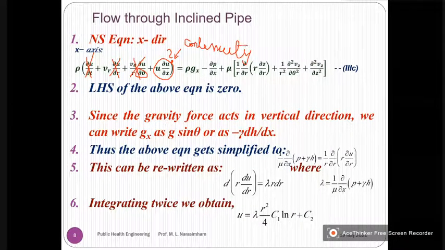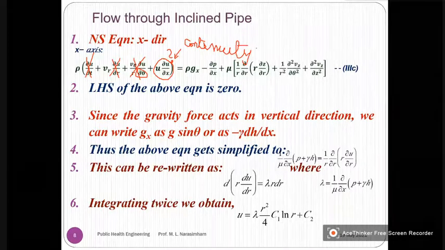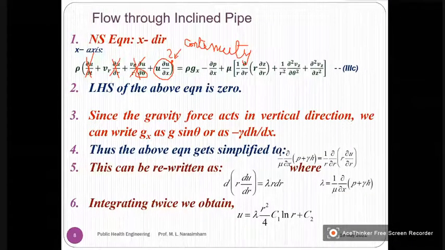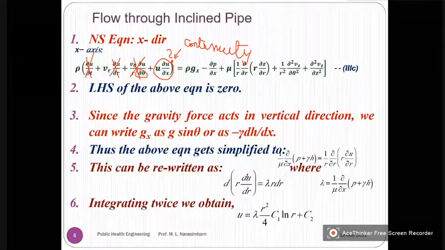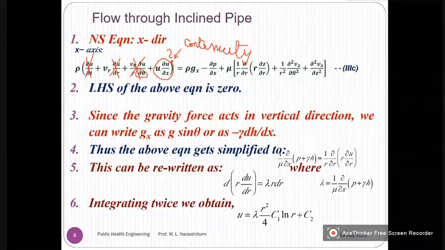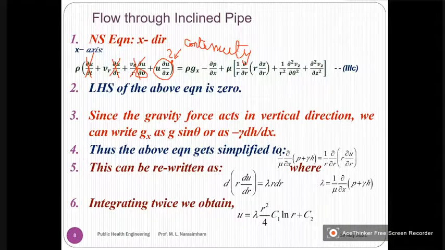Continuity equation. So what I suggest to all of you is, you write the continuity equation in cylindrical coordinates and then use your assumptions, and automatically you will get that dou u by dou x will be 0. Now, on the right hand side, since the gravity force acts in the vertical direction, one minute.